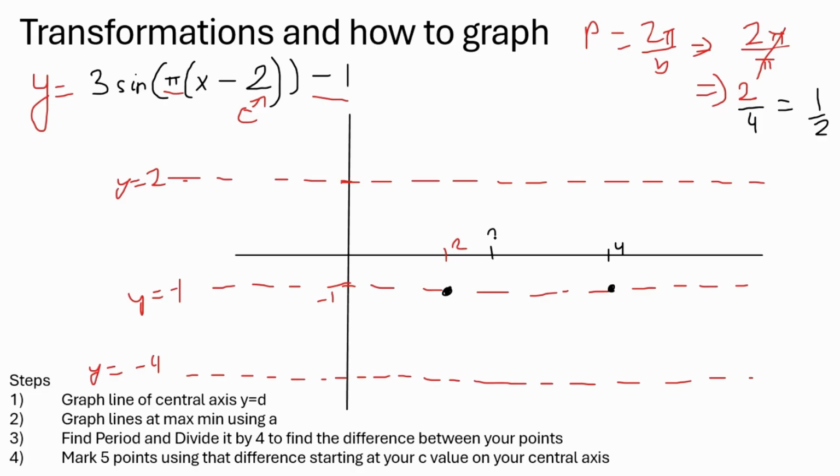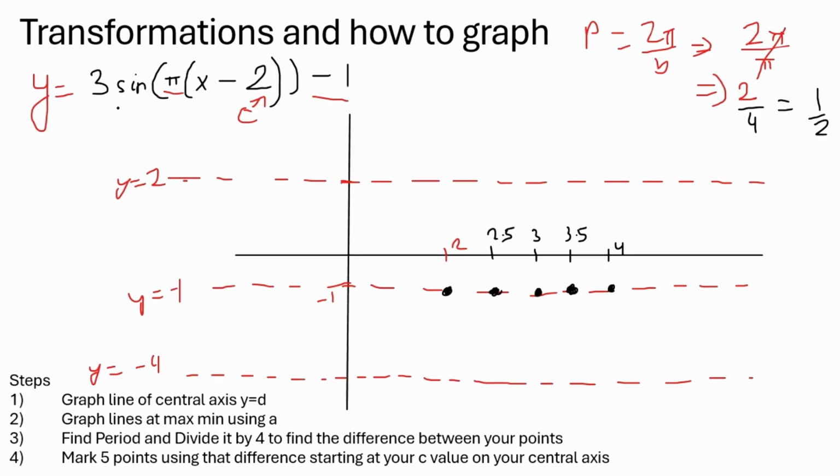So first it's 2.5, okay, on your central axis. Then it's 3, which is the middle, okay. Then it's 3.5, okay. So these are your 5 main points. That's all you need to graph.